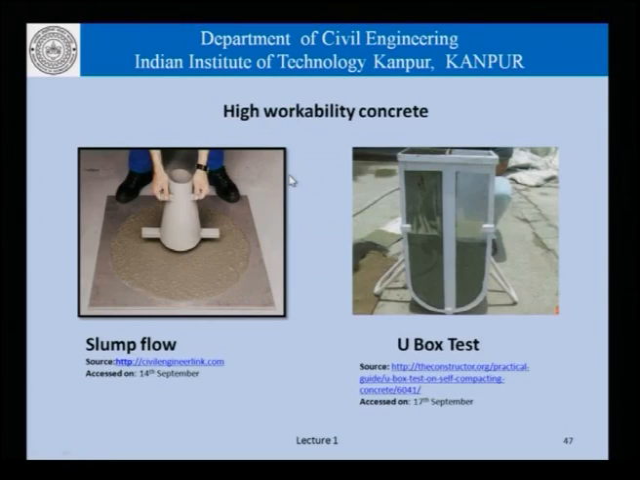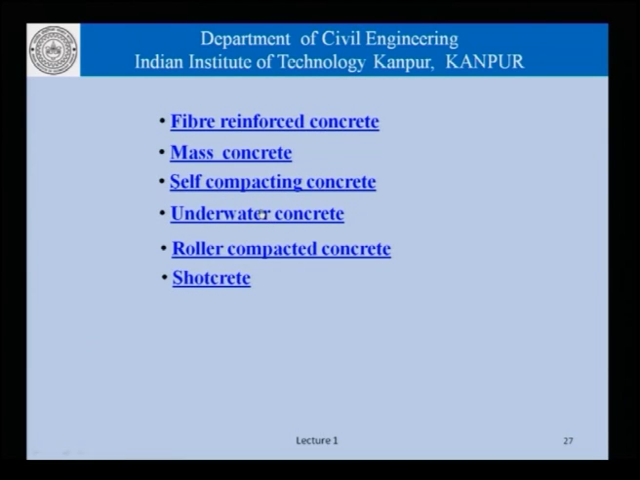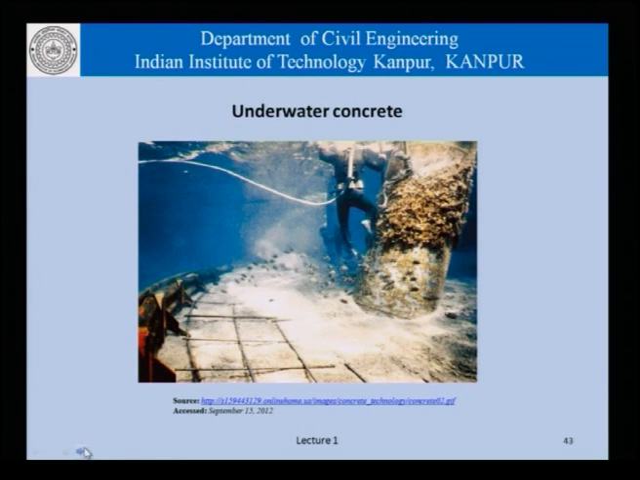Coming to self-compacting concrete, we have shown this picture earlier where this concrete is almost like a fluid, it flows, and we use slump flow and the U-tube or the U-box test to measure its properties. Underwater concrete, we have also seen this picture, and you can imagine that it requires a very different kind of concrete for this kind of placing. The concrete has to be highly segregation resistant. That is, the cement particles should not just get washed away and should not move away.